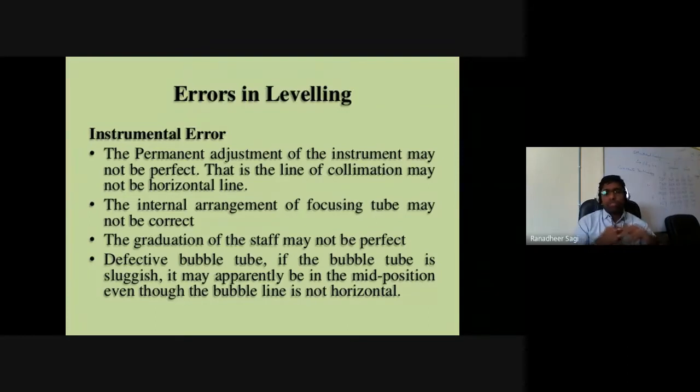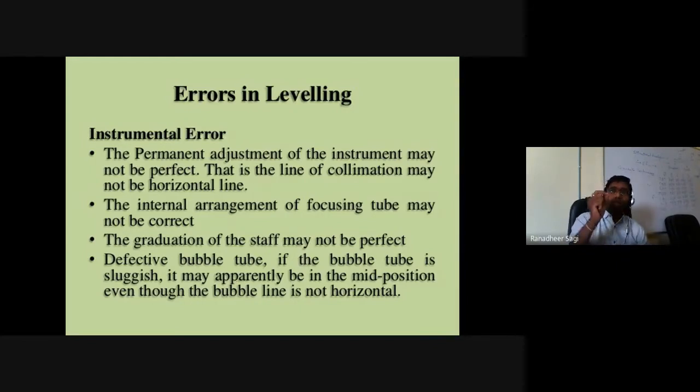And there could be some issues with regard to the permanent adjustments in your instrument. Permanent adjustments in the sense that your line of collimation is not parallel to the axis of your bubble tube, your line of collimation is not coinciding with the axis of the telescope, and the axis of your bubble tube is not perpendicular to the vertical axis. All these are your permanent adjustments, which we have already talked about. If the permanent adjustments of the instrument are not perfect, then automatically you come across errors. Such errors we call instrumental errors.